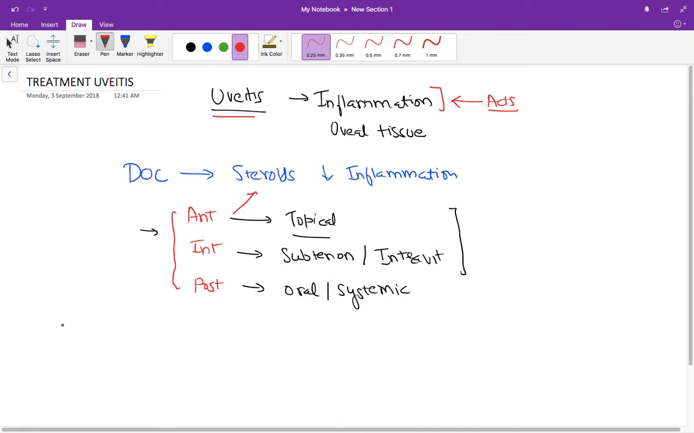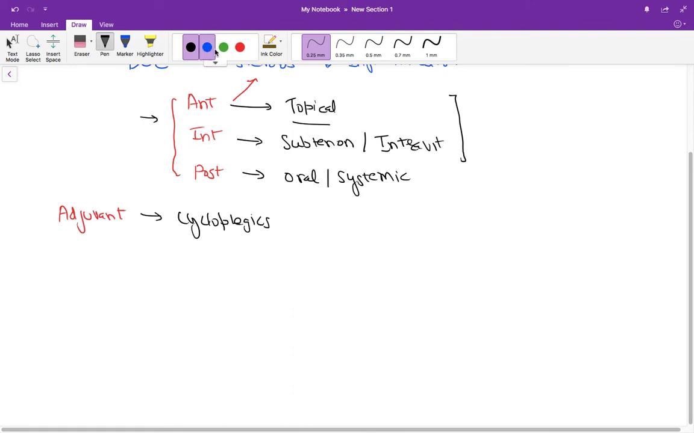Now, what can be the adjuvant treatment? The adjuvant treatment in the case of uveitis can be the use of cycloplegics or mydriatics. What are the cycloplegics and mydriatics that we can use? We can use homatropine, we can use tropicamide, and if the inflammation is very high and there is posterior synechia, and if you are having a hypopyon also, then you can also use atropine.